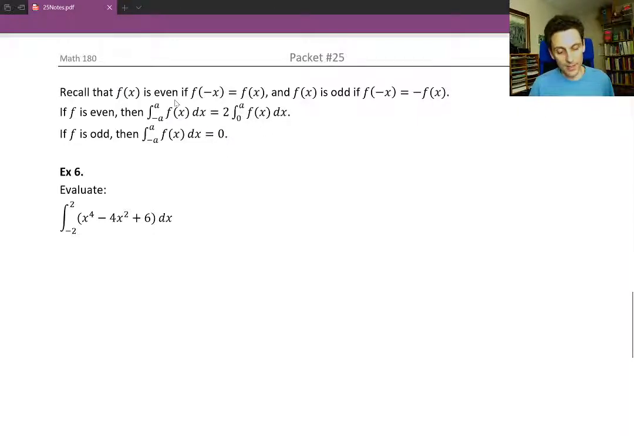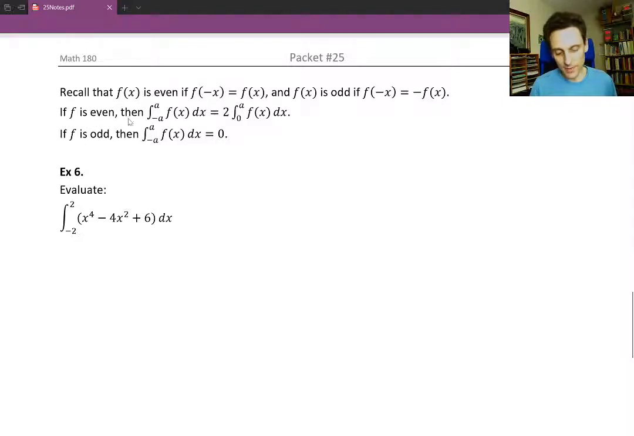So you might recall that some even functions include x squared, or the absolute value of x, or cosine of x. And some odd functions are x, or x cubed, or sine x, or tangent x. Now let's look at the f is even case.